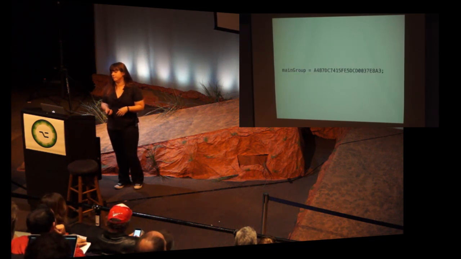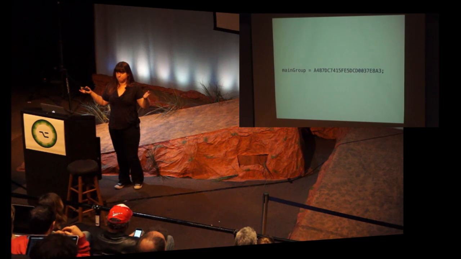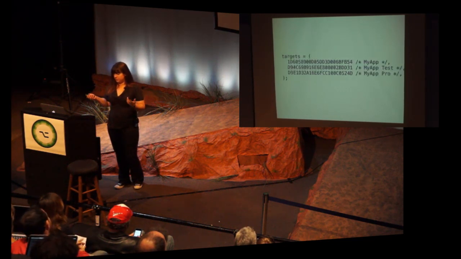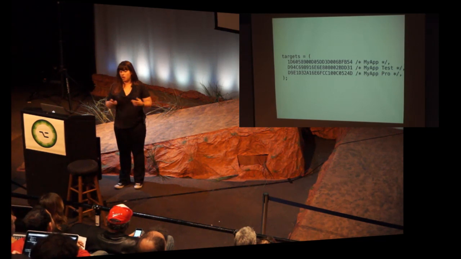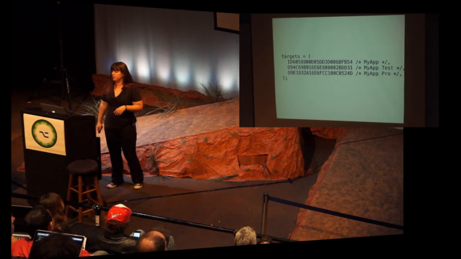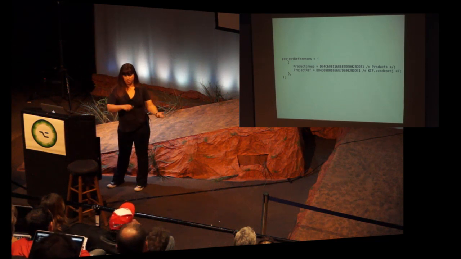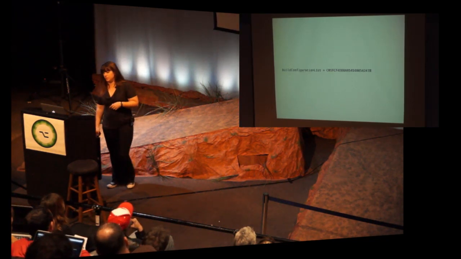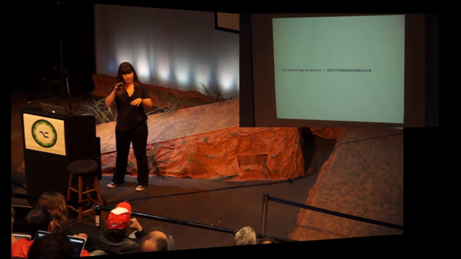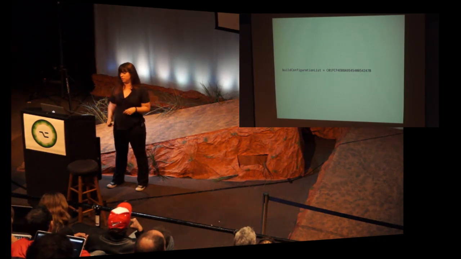Main group. Everything has an ID, and so this main group is the ID of the first thing that Xcode should open. Pretty simple. Targets lists all of your targets. Again, all of these are UIDs, which is why they're really super important and why Xcode hates you when you take them out. Project references: if you have subprojects, the UIDs of the subprojects. And build configuration list. This is build settings, all of the things that show up when you click the project file in Xcode. This is what goes in there.